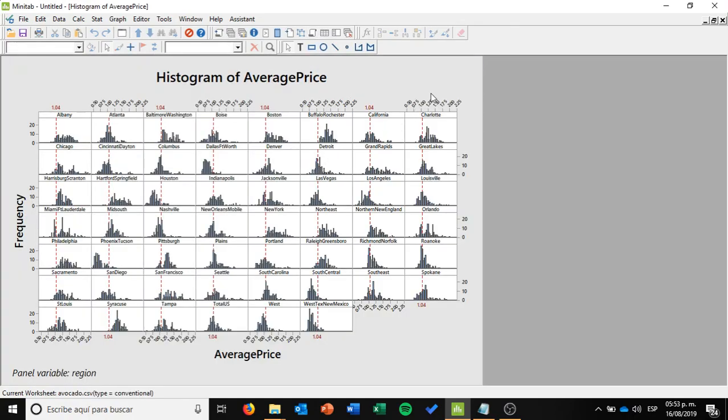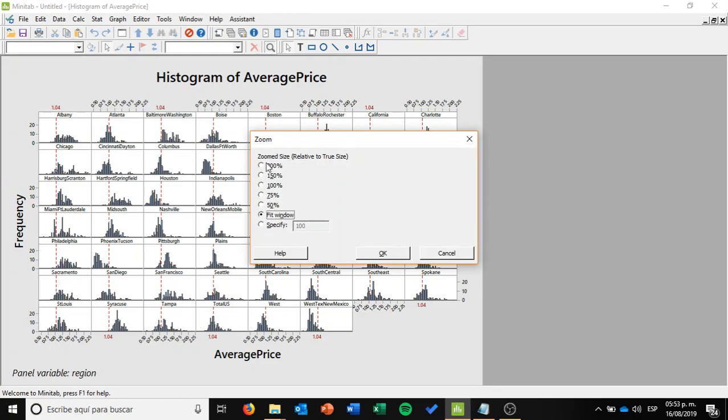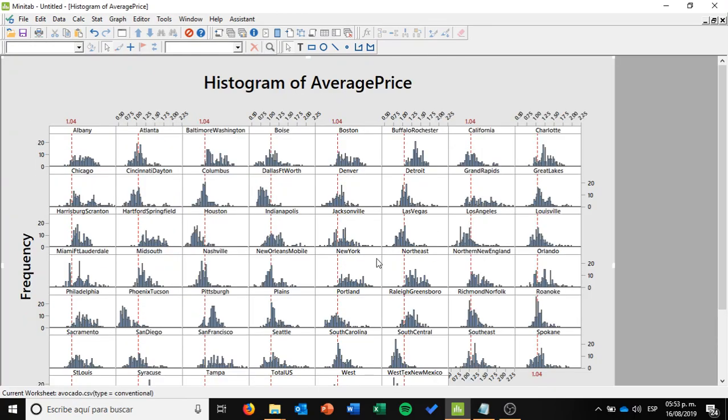When I have the same image, and let me zoom in a little bit, the first thing you need to notice is that now the 1.04 is located at every graph, and I can see that some cities are the worst cities to live in if you want to eat an avocado toast every day. For example, here in Buffalo, the prices are much higher than the median in the United States.